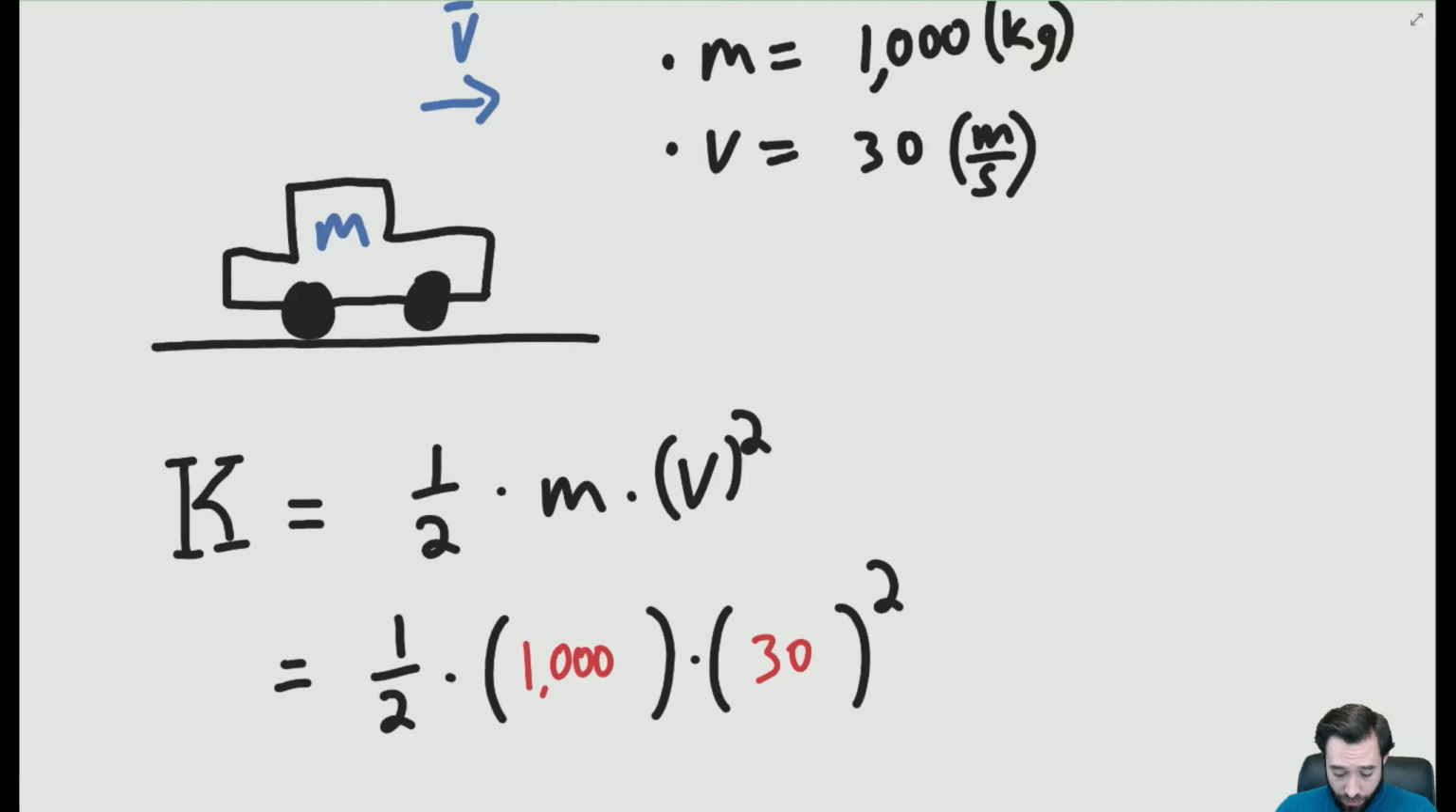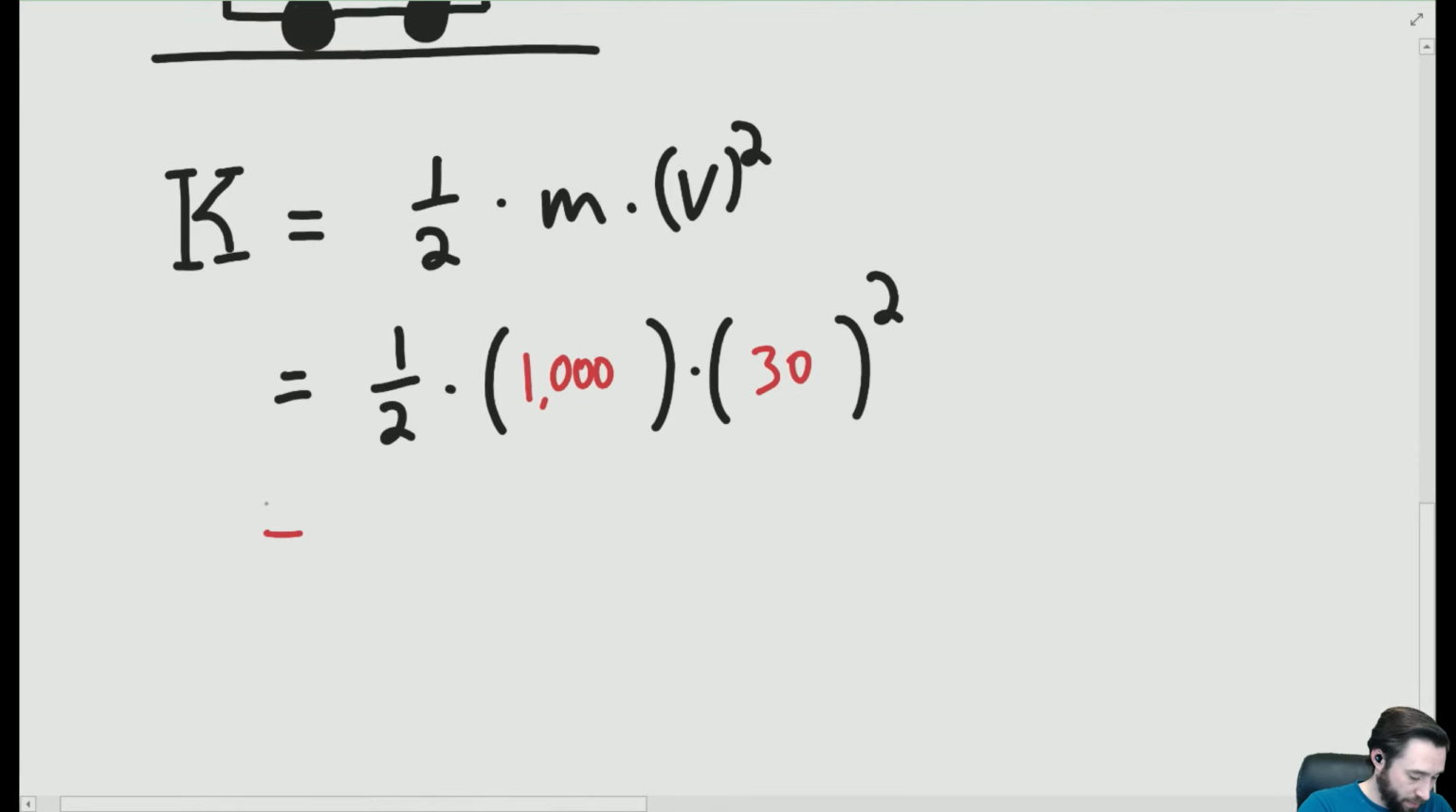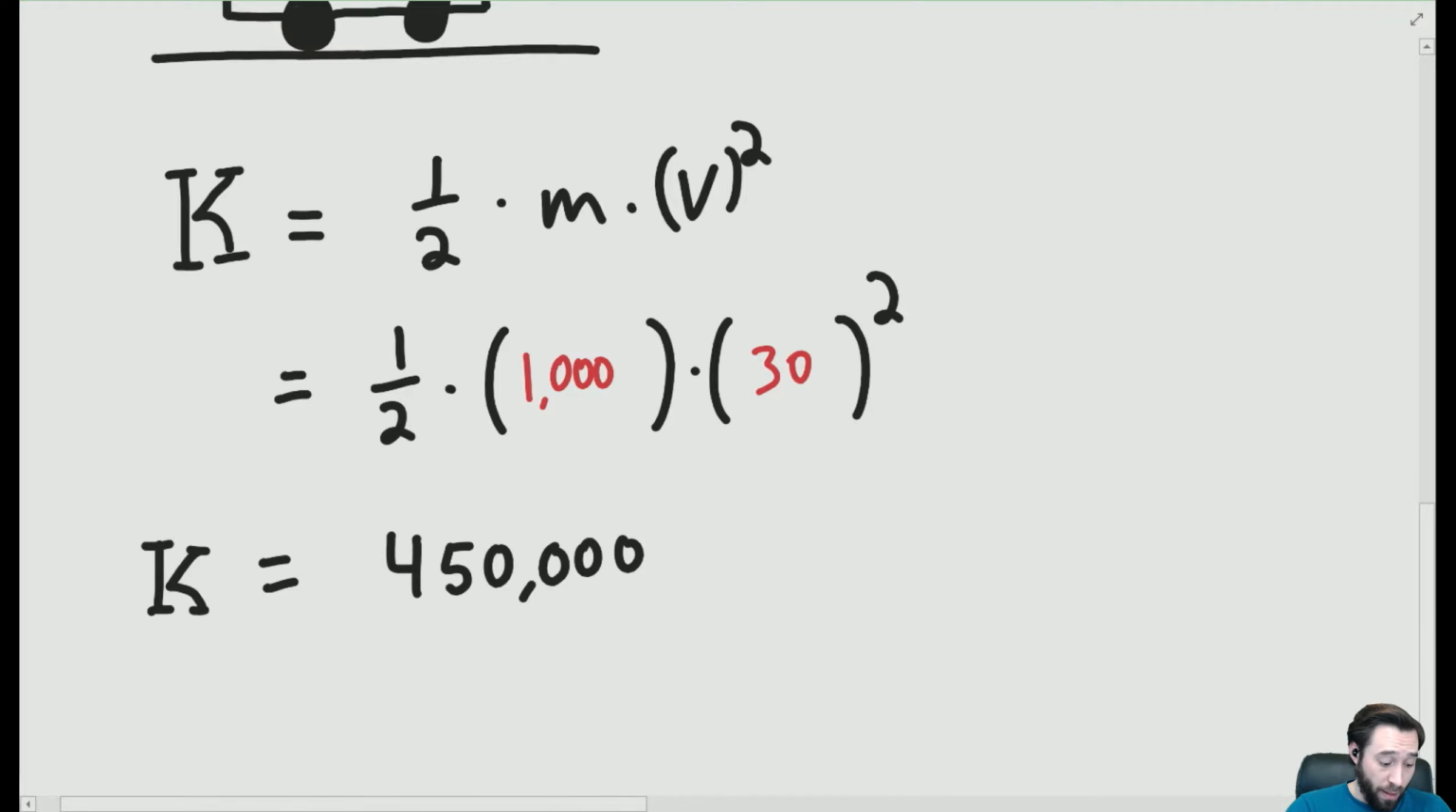Okay, so if I do 0.5 times 1,000 times 30 squared, I get 450,000. Okay. Now, we don't know what the units are quite yet. So let's try to figure out what those units are.